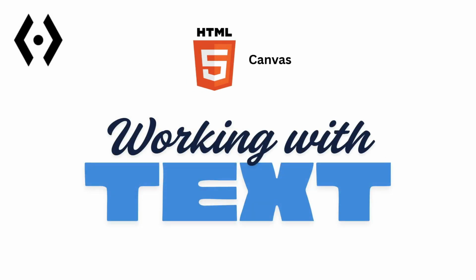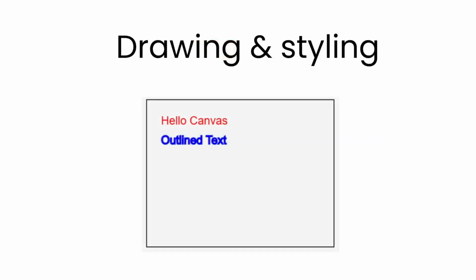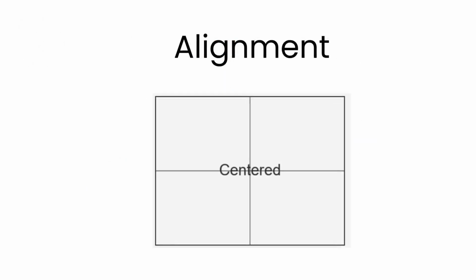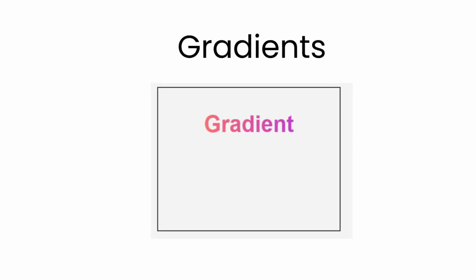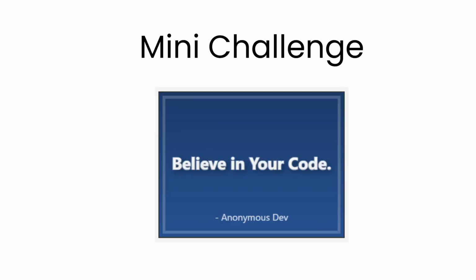In this episode, you'll learn how to draw and style text inside the canvas, align it perfectly using alignment, and add shadows and also gradients to your text. And in the end, you'll be able to make this simple yet nice banner right here. So that being said, let's dive right in.